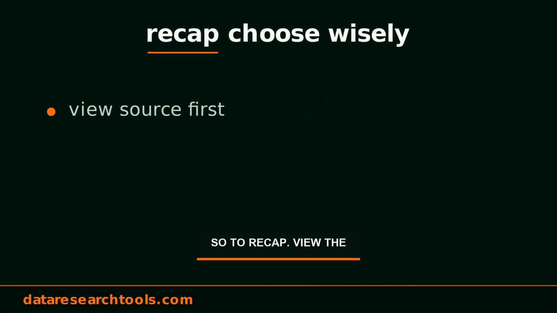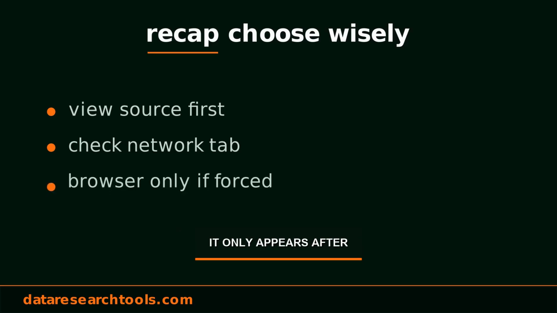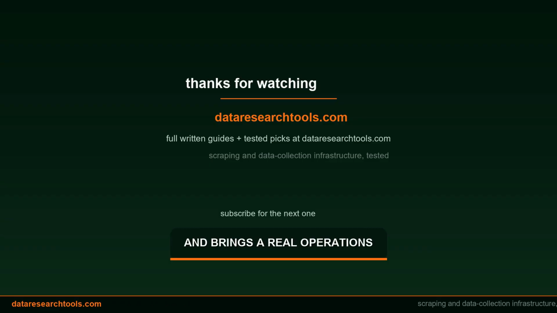So to recap, view the source first, because if the data is already in the server HTML, a light HTTP client wins on cost and on maintenance. If it only appears after JavaScript runs, check the network tab for a background JSON API before you commit, and only reach for a headless browser when the page truly renders on the client. A browser costs 10 to 50 times more per page and brings a real operations burden on top, so use it narrowly. Crawl wide and cheap, render narrow and expensive, and never pay for a browser the page did not require.